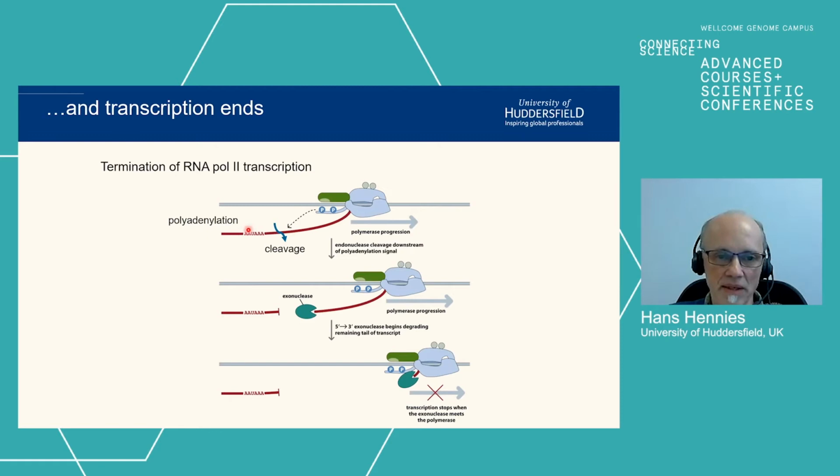And as soon as this polyadenylation signal is reached, is transcribed into RNA, cleavage takes place, and the complete RNA strand is removed. An exonuclease would then degrade the remaining tail of the RNA synthesis, and as soon as the exonuclease meets the polymerase, the transcription stops, and we have the RNA strand here separated from the polymerase. So this is the basic process of RNA transcription.